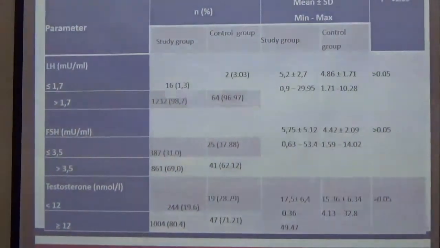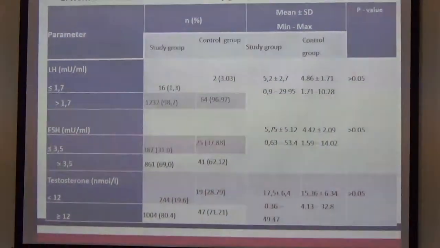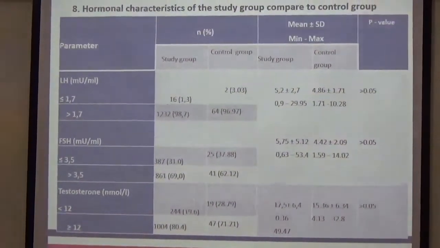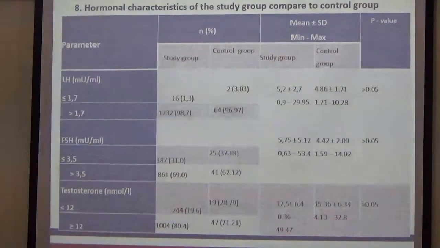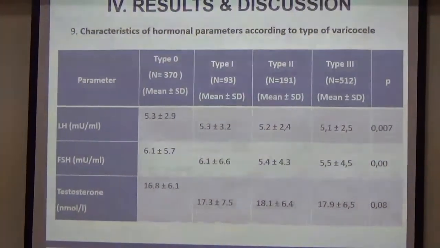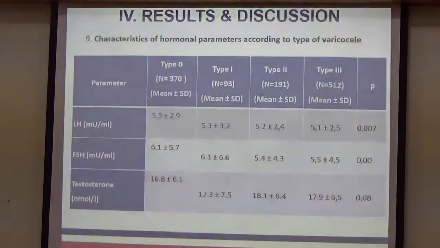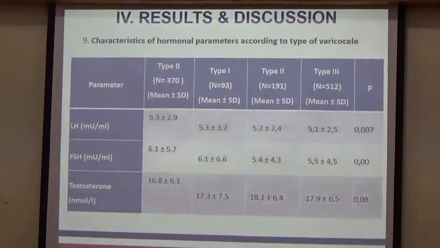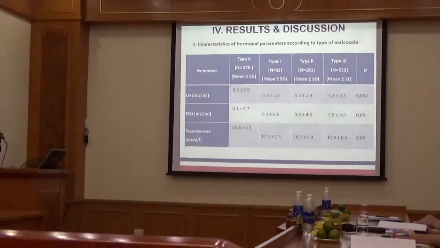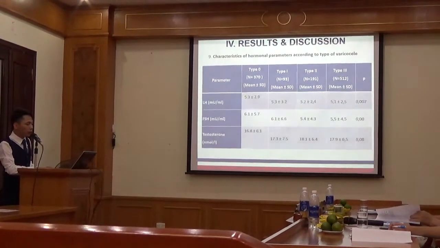8. The hormonal characteristics of the study group compared to the control group. There was no statistical difference between the mean values of LH, FSH, and testosterone between the study group and control group. 9. Characteristics of hormonal parameters according to type of varicocele. Based on the results, there is no difference between the average concentrations of LH, FSH, and testosterone between the different groups.